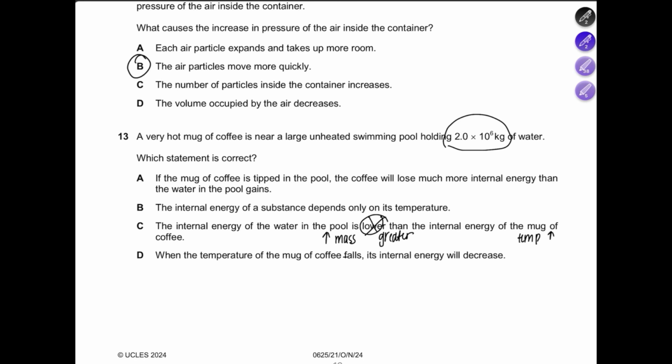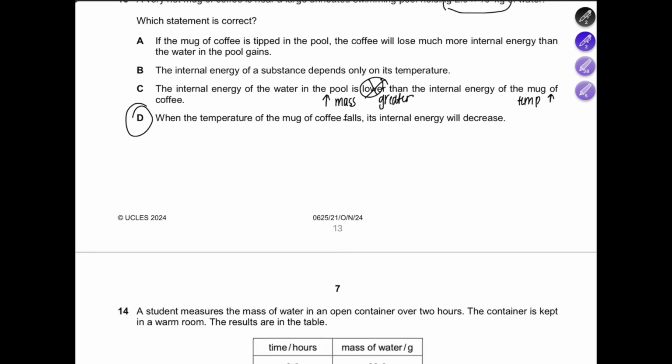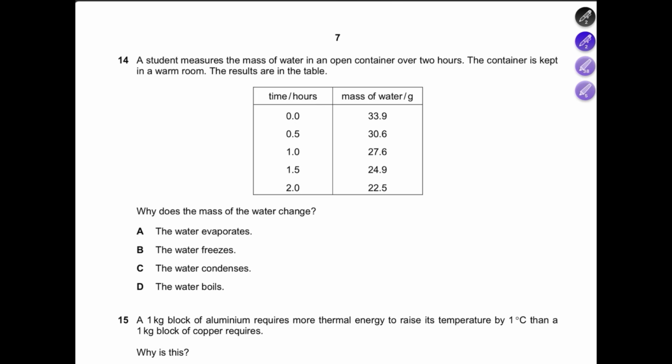Finally, when the temperature of the mug of coffee falls, its internal energy will decrease. Yes, that's correct. The kinetic energy will decrease. So internal energy decreases as well. The answer is D. Now, a student measures the mass of water in an open container for 2 hours.